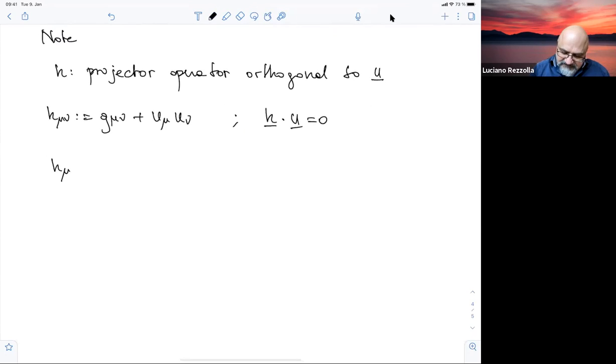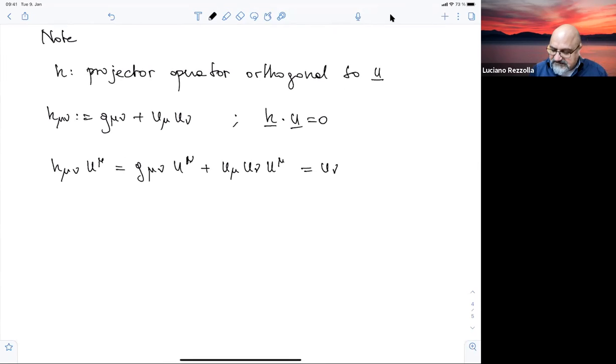Let me just show this for you. h_mu_nu U^mu is g_mu_nu U^mu plus U_mu U_nu U^mu. The first term is just U_nu because I've just lowered the mu index. Here, these two U_mu U^mu give me a minus 1, so I have minus U_nu, and so this is equal to 0. So h is just a way of projecting in the orthogonal direction whenever I have a vector U.